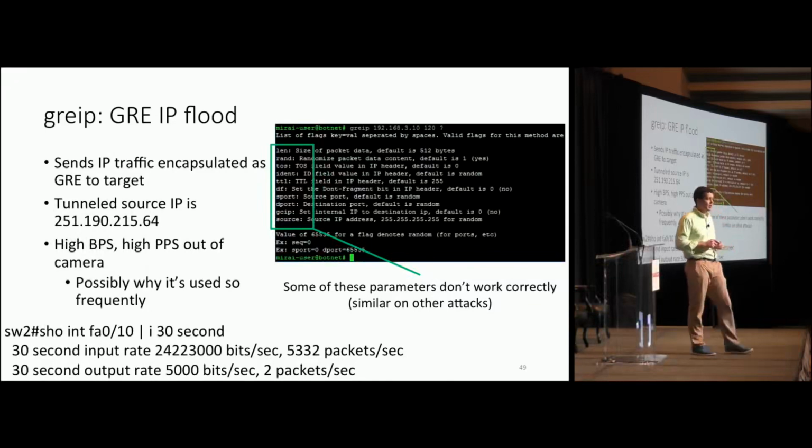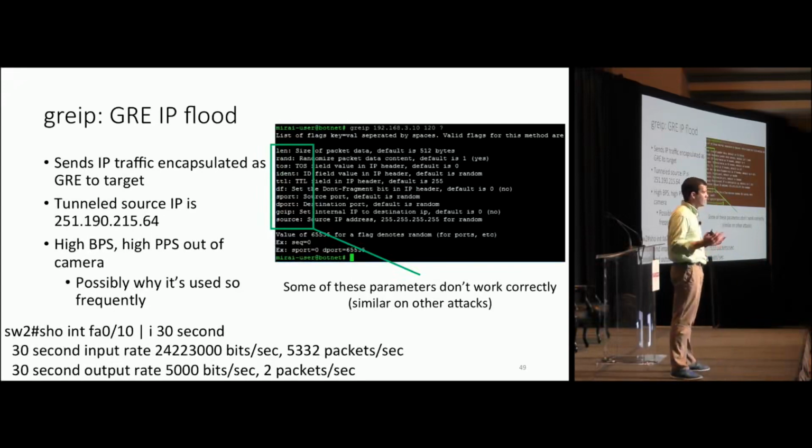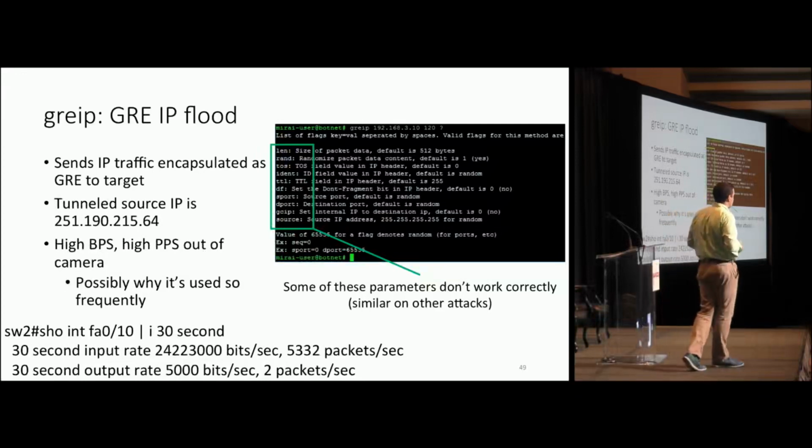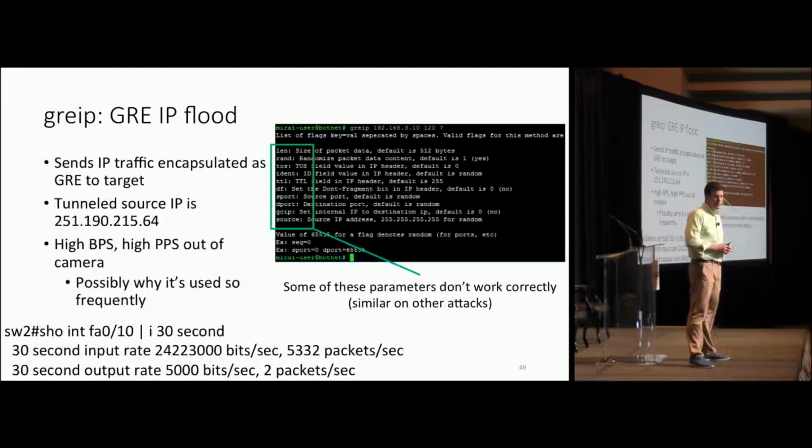This is a high bit per second, high packet per second camera attack, which, when we initially heard about the GRE vectors being used in a lot of these Mirai attacks, a lot of us were thinking, why is GRE being used? Maybe it's being used as a method to try and knock down cloud scrubbing centers that might be using GRE for delivery. And I never really thought that was it.